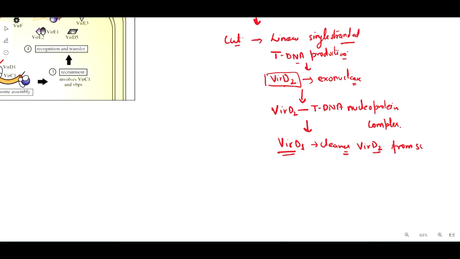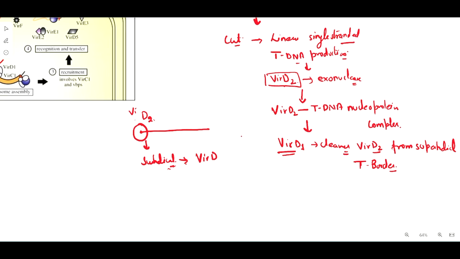From the superhelical T border, right? If it is your tDNA, then here your D2 is attached and here it actually forms the superhelical structure, right? And this superhelical structure is cleaved by the VIR-D1 protein, which actually leads to the D2 protein cleavage from the tDNA strand, right?